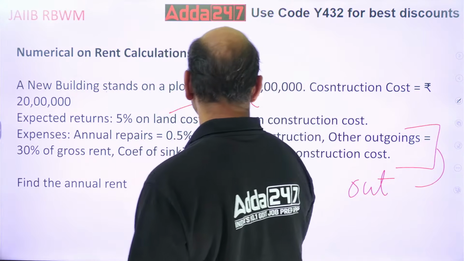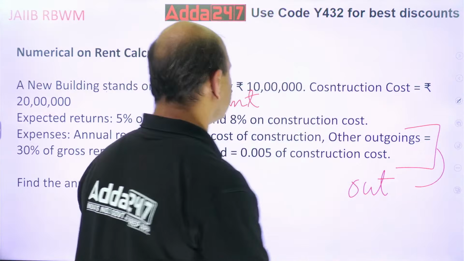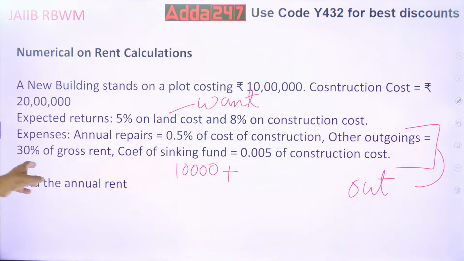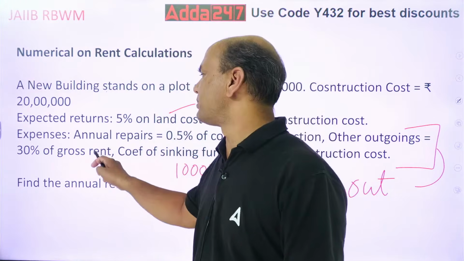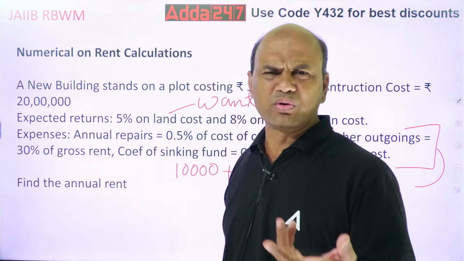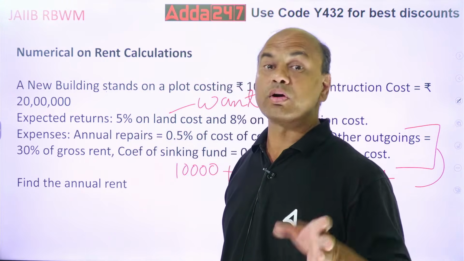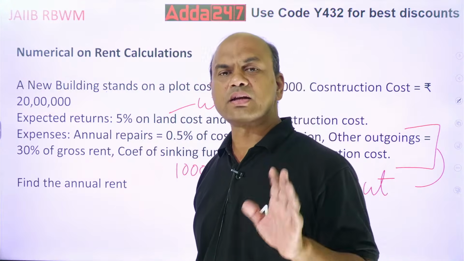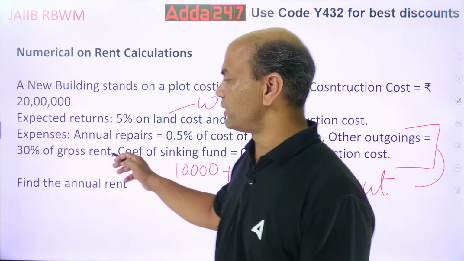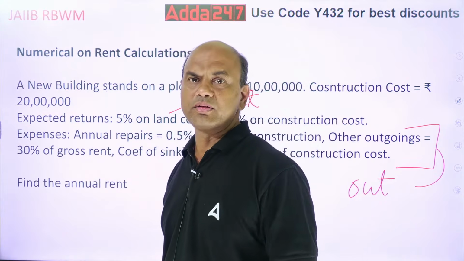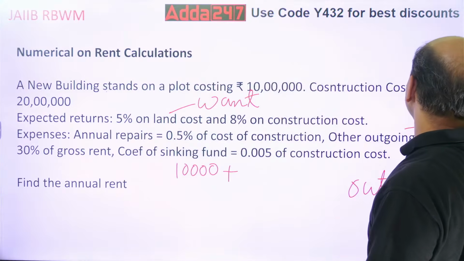What is the second outgoing? First is this, all going out. What is the second outgoing? Other outgoings, 30% of the gross rent. But you don't know the rent. So what we'll do is, we'll just write, let the rent be R. Now look at it.